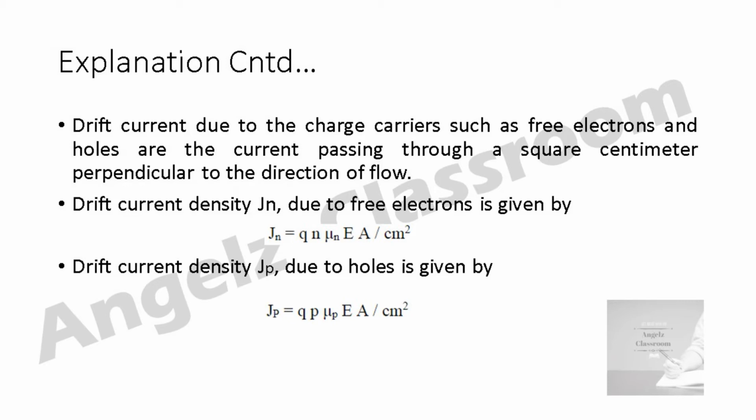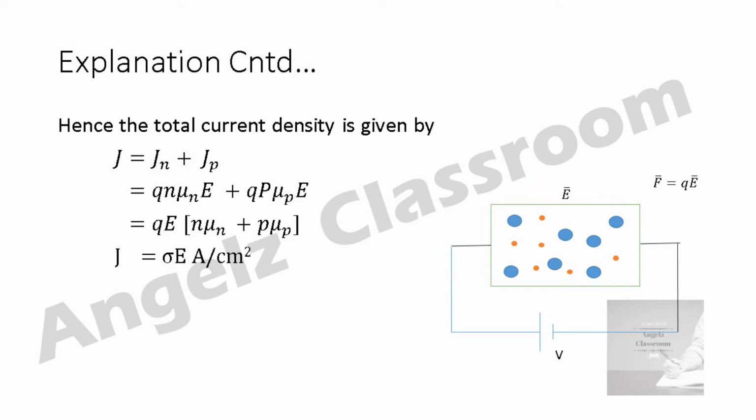The drift current density Jn due to free electrons is given by Jn is equal to Q into N into mu N into E, amperes divided by centimeter square, that is my unit. Next, the drift current density Jp due to holes is given by Jp is equal to Q into P into mu P into E, ampere divided by centimeter square. Now we have to find the total current density.